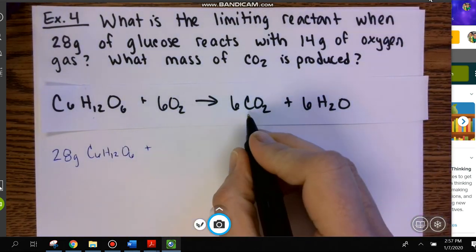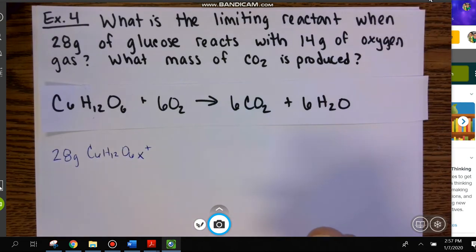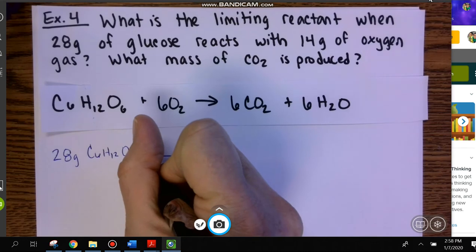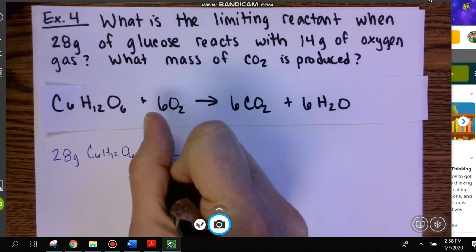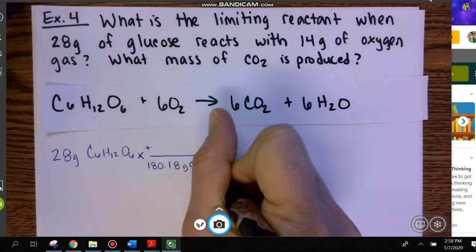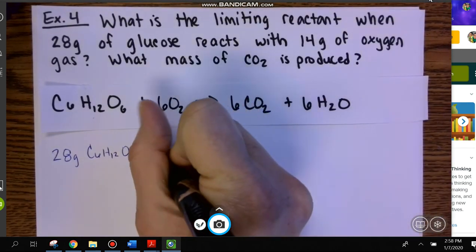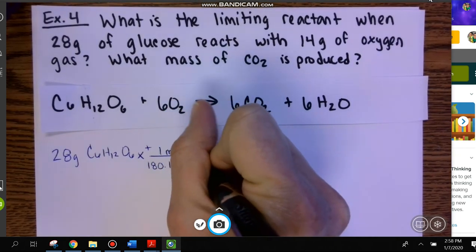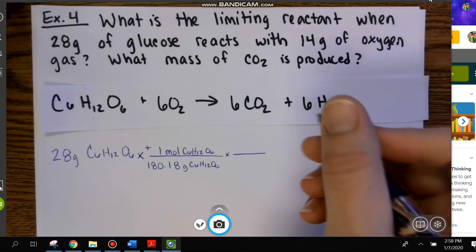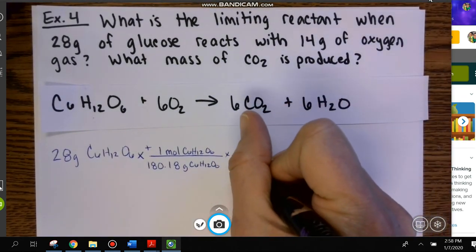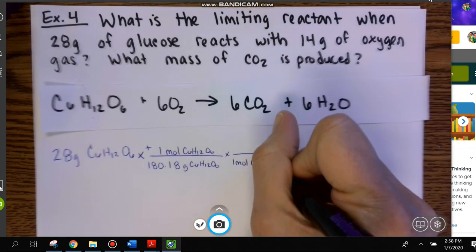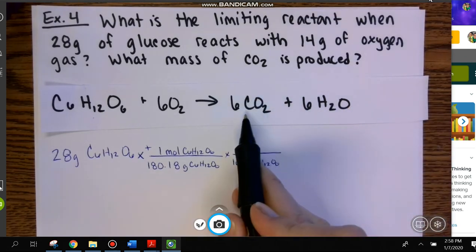And we're going to see how much CO2 is produced. I don't know why I put a plus sign there, I apologize. So we're going to multiply that, and we're going to use its molar mass, which is 180.18 grams for every 1 mole. And then we're going to do our mole-to-mole ratio. For every 1 mole of C6H12O6, or glucose, we have 6 moles of CO2.